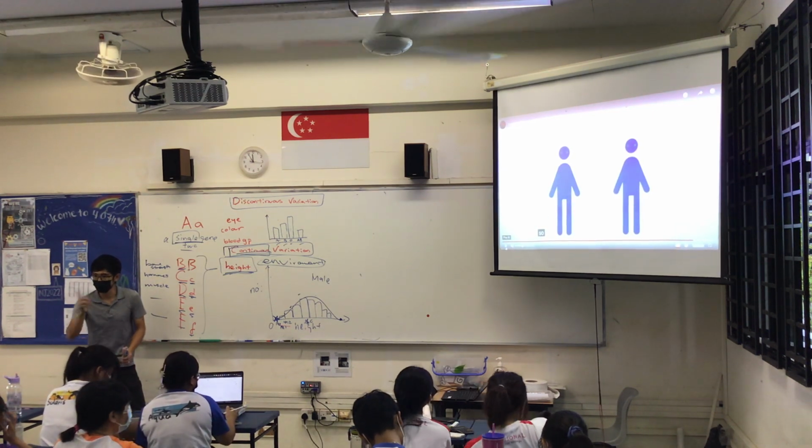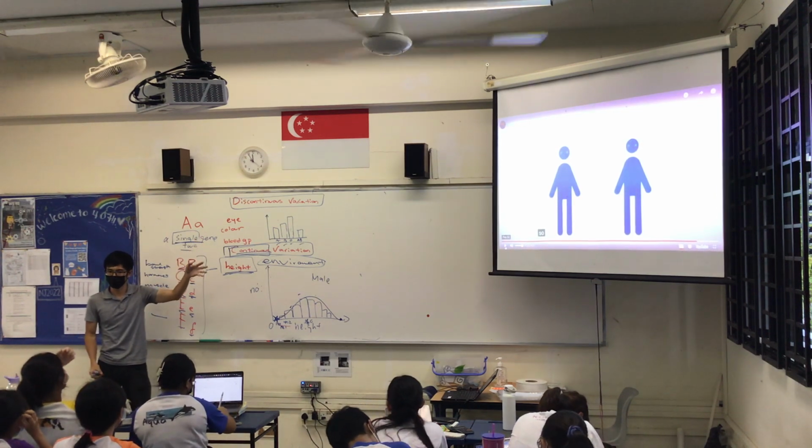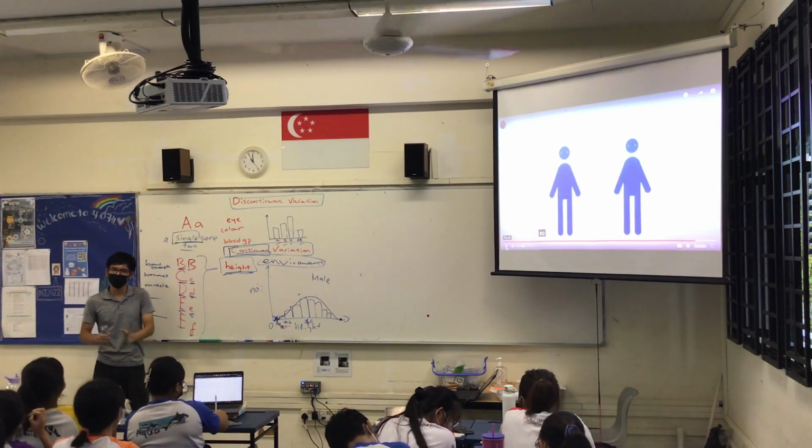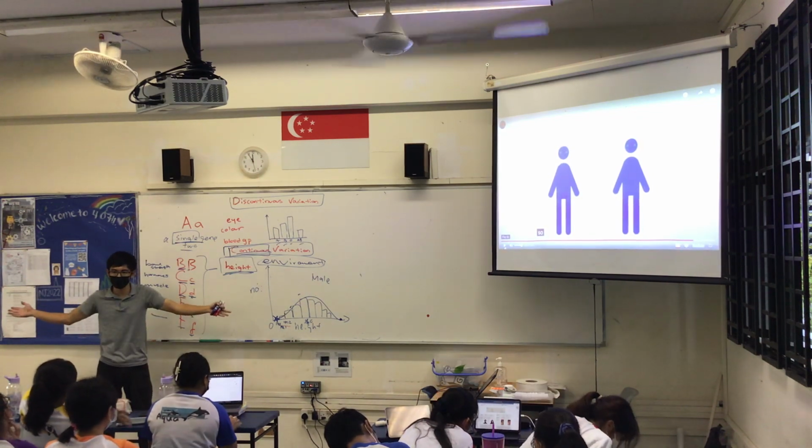Therefore, all the genetic puzzles you are trying to solve are all discontinuous variation. It is impossible to solve a puzzle regarding height, because there are just so many kinds of height.